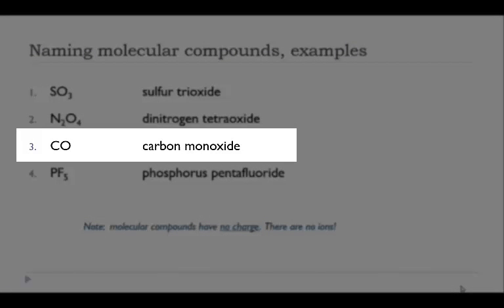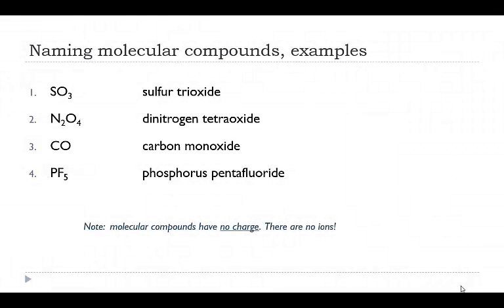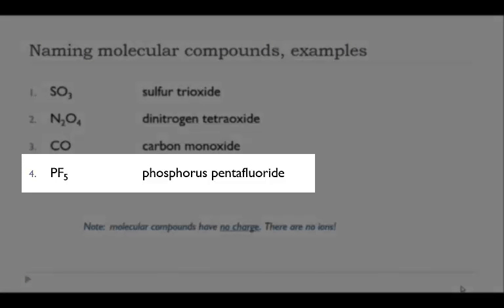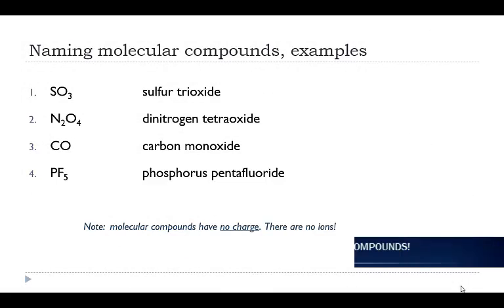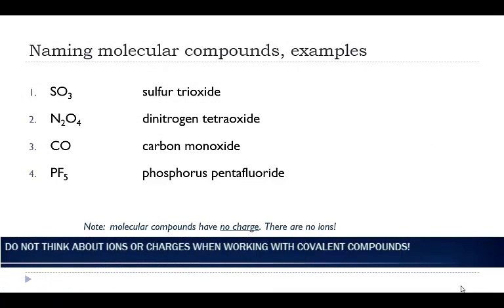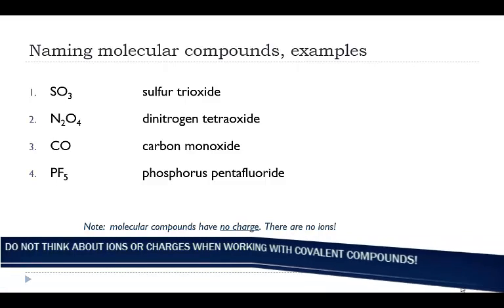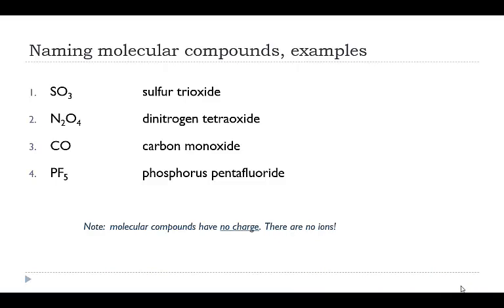Carbon monoxide. There's 1 carbon, there's 1 oxygen. The oxygen drops its name ending, gets ide, oxide, and there's 1 of them, so it's carbon monoxide. Since the first element only has 1, we don't put the mono. It would not be monocarbon monoxide. The fourth compound, we have phosphorus, and there's 1 of them. We have 5 fluorines, so that is phosphorus pentafluoride. Remember, molecular compounds don't have a charge. There are no ions. Don't try to balance any charges. Don't try to do anything that you do with ionic compounds because there are no ions. There is no charge.